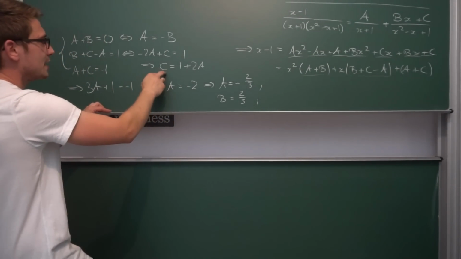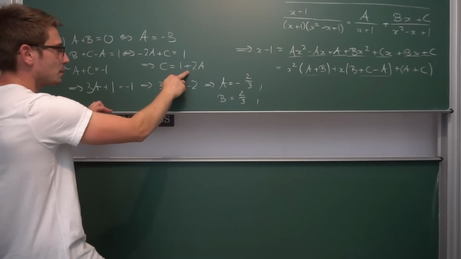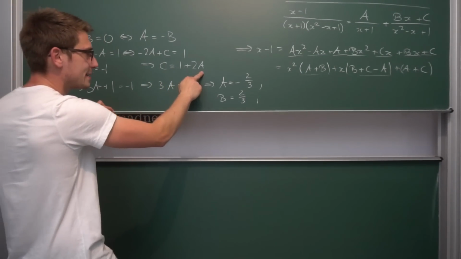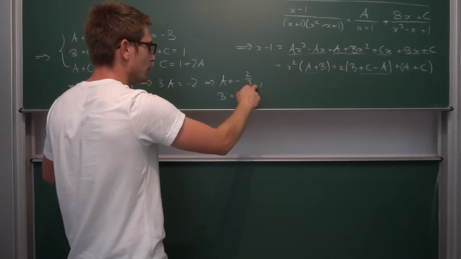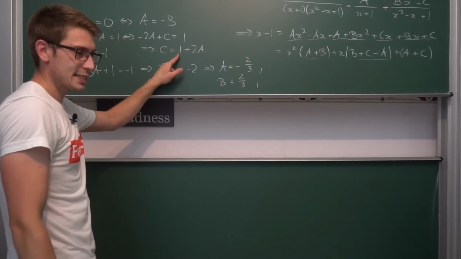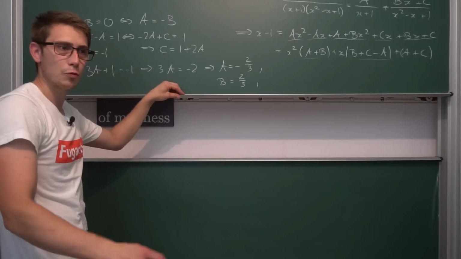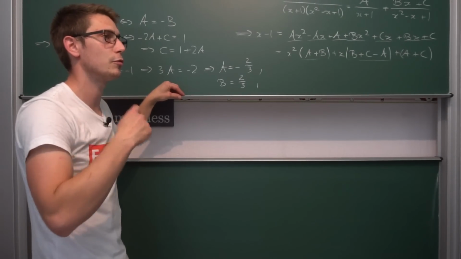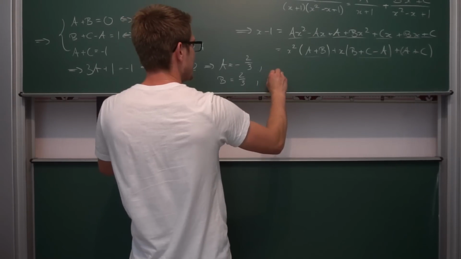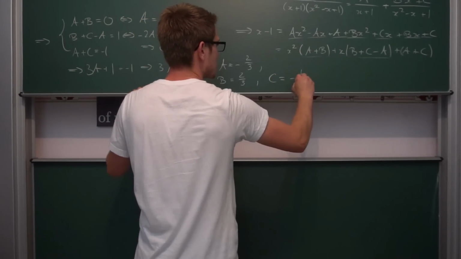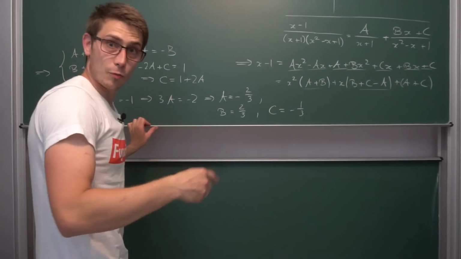And we also know that c is equal to 1 plus 2a. 2a is the same as negative 4/3, meaning c is equal to 1 minus 4/3, so 3/3 minus 4/3 is negative 1/3, so c is equal to negative 1/3. That's a bunch of work, okay?